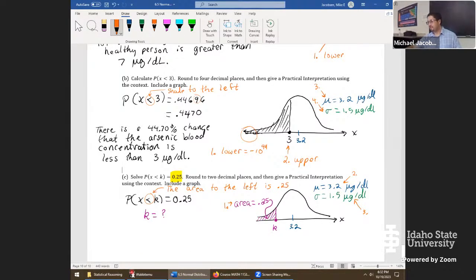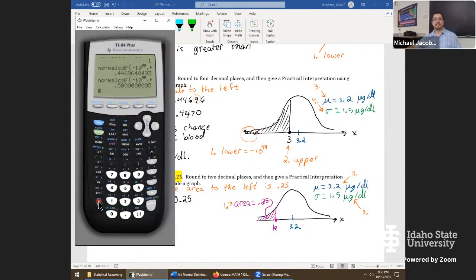Okay, let's give this one a try then. So first thing we hit is, no matter what the situation, it's second bars. So second key, bars is just under your arrow keys. Now, if we try to do normal CDF, we'll just find we don't even have the information for it. We're pointed to the inverse norm. The information we do have is area. So give it the 0.25.